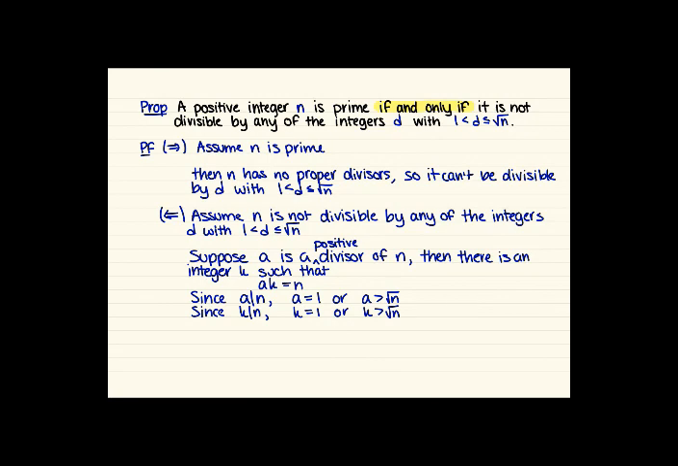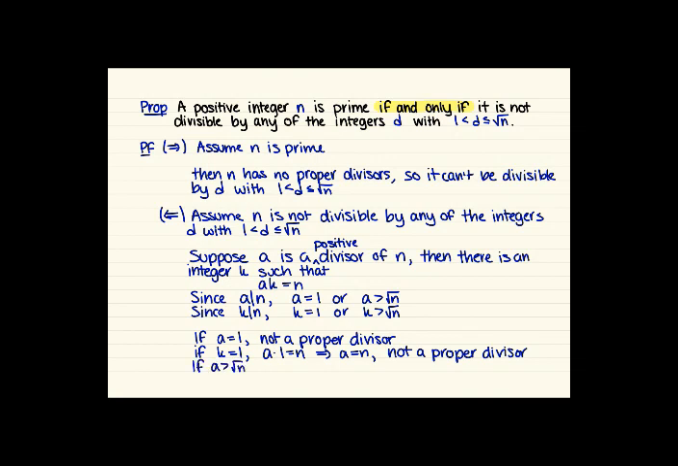So if a equals 1, then that one's okay because it's not a proper divisor. If k equals 1, then we've got a times 1 equals n. So a times 1 equals n implies that a equals n, so it's not a proper divisor. So now we're looking at the case where both a is bigger than root n and k is bigger than root n. Then when we multiply those together, a times k is bigger than root n times root n equals n. But wait a minute, ak is supposed to be equal to n, so that means this is a contradiction.